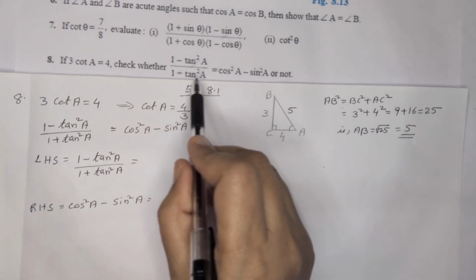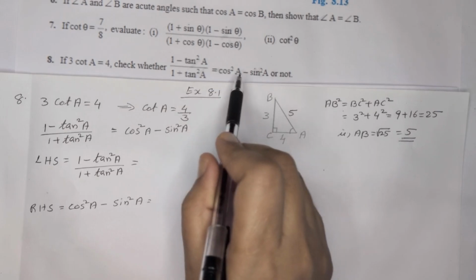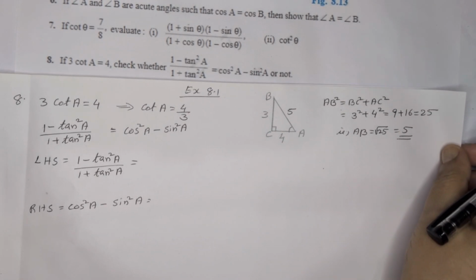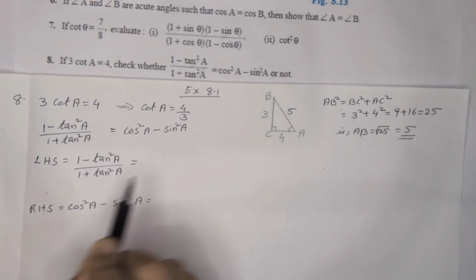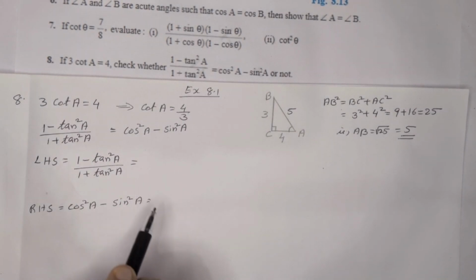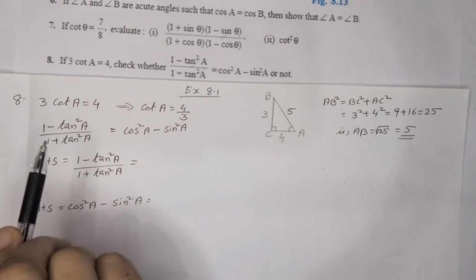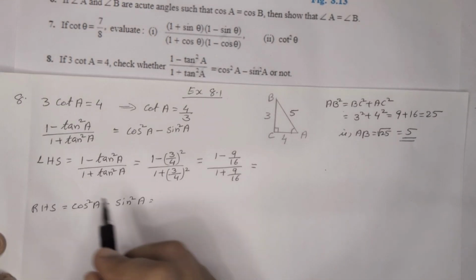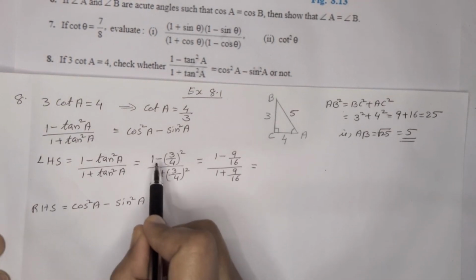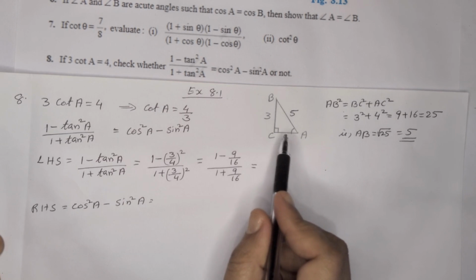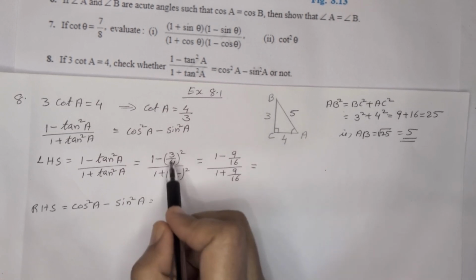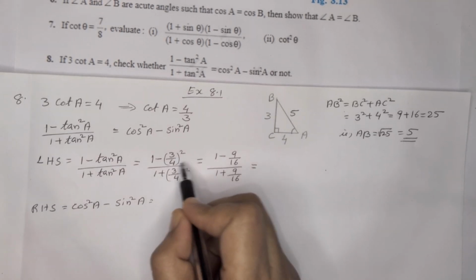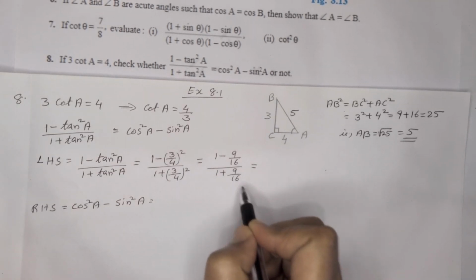Now all three sides are here. Then to check whether the left side of the equation is the same as the right side or not, for that, first we will take the LHS and check the answer, and the same way the RHS, and find the answer. If both the answers are the same, then we can say these two are equal. So when we write the left side, 1 minus tan square A by 1 plus tan square A. Tan A means opposite by adjacent, 3 by 4. So 3 by 4 the whole square, 1 minus 9 by 16 divided by 1 plus 9 by 16.